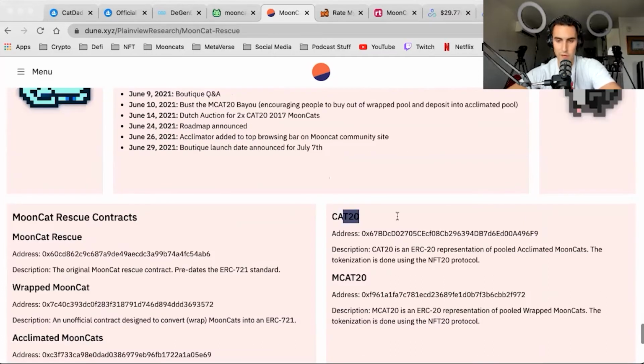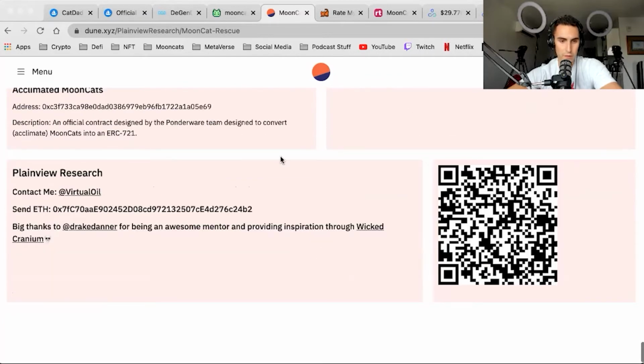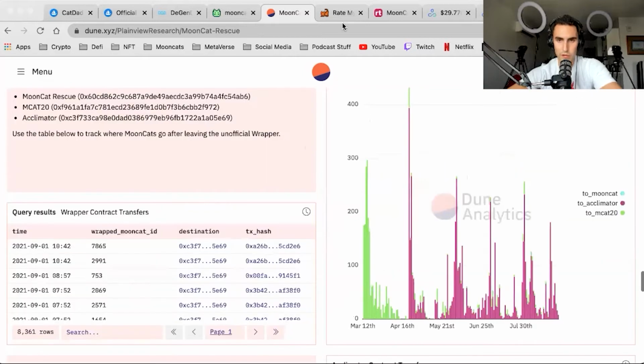Cat 20, which I've covered in other videos. These are the two pools that are on NFT 20 for the liquidity pools. Give Virtual Oil a follow. He does a really good job.